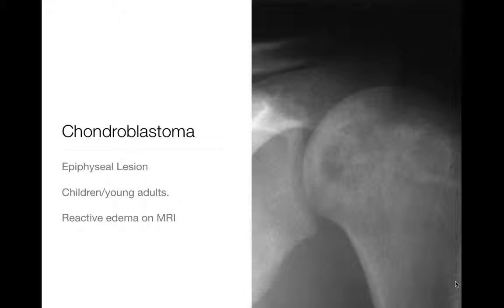These really don't occur in elderly adults, though there is a mimic in older adults, which is a clear cell chondrosarcoma, can sometimes look like this. You take these to MRI, they're going to have a lot of reactive edema around them. That's one of their features on MRI. But again, epiphyseal lesion, young adult, think of chondroblastoma.